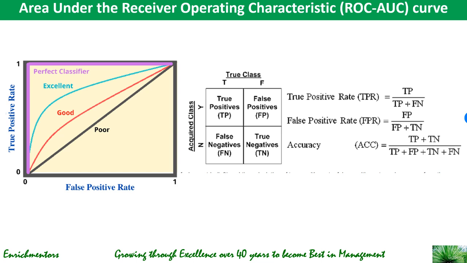And accuracy is, as we saw earlier, true positives plus true negatives, both of which you got right, divided by the total number of observations that you have. So that's what the ROC AUC curve is.